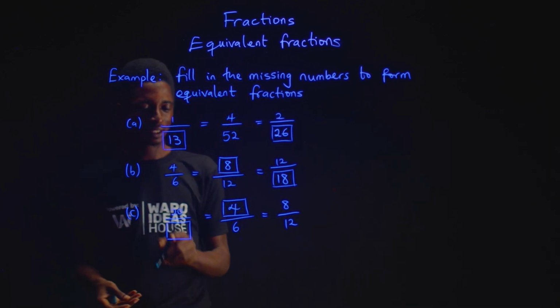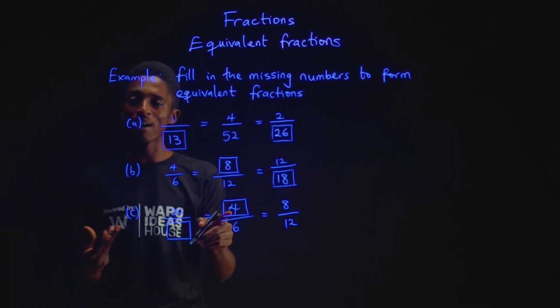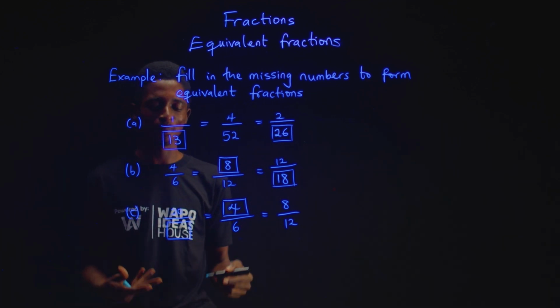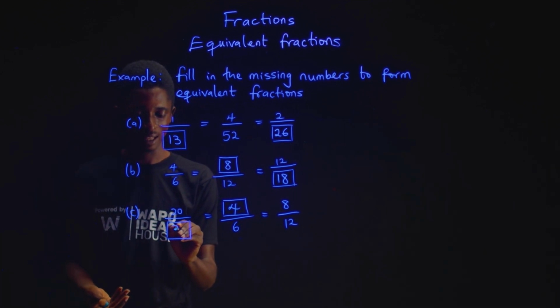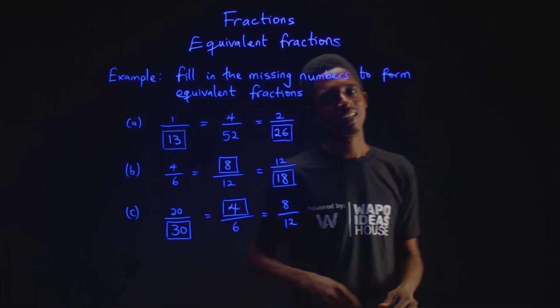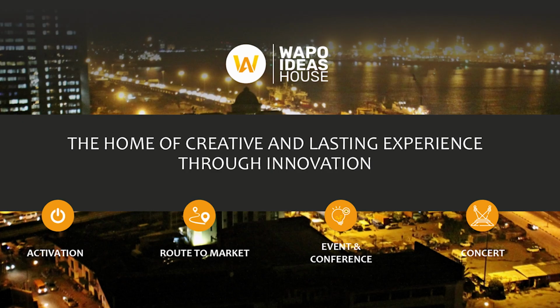Now we compare to the next one. 4 and 20. 4 multiplied by 5 gives 20. So I will do 6 multiplied by 5, which would give me 30. And that is how we solve. I hope that you got this right. By applying this simple logic, you too can find equivalent fractions. Thank you.